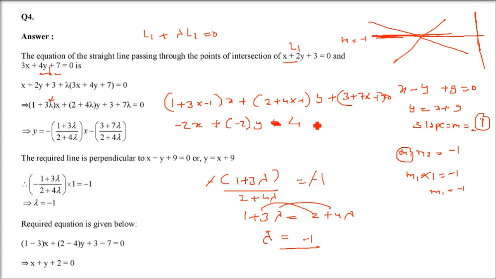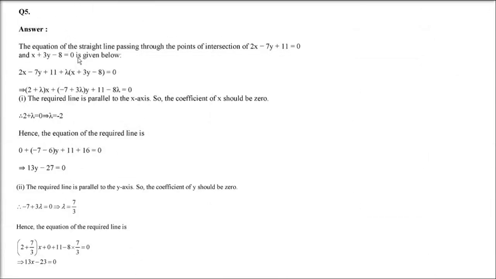equals 0. Now divide both sides by minus 2. You will get rid of minus 2 and minus 4 will be plus 2. I am dividing both sides by minus 2. So x plus y plus 2 equals 0 is the final equation.